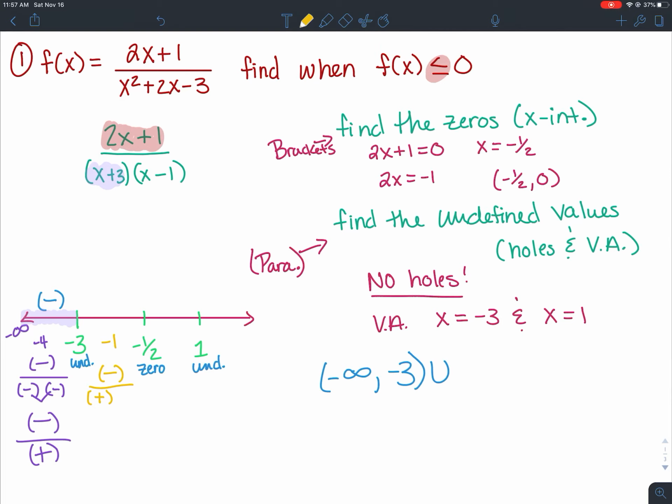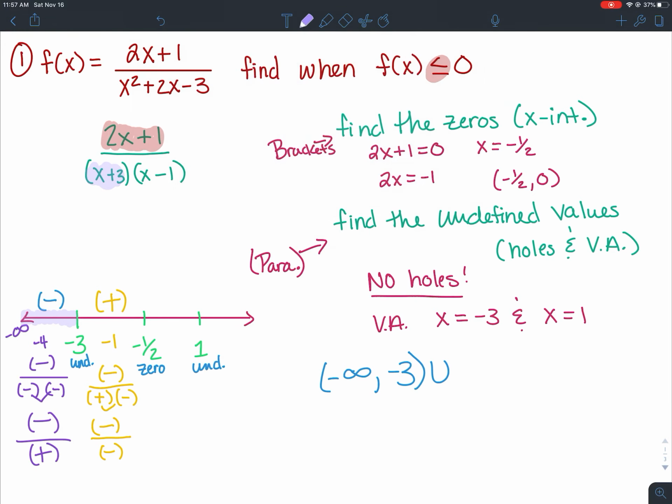Negative 1 take away another negative is still negative. So I have a negative divided by a negative, which makes a positive. So I'm not going to use that section. That's not part of my solution set because I only want negative values. Okay, so let's check the next one.